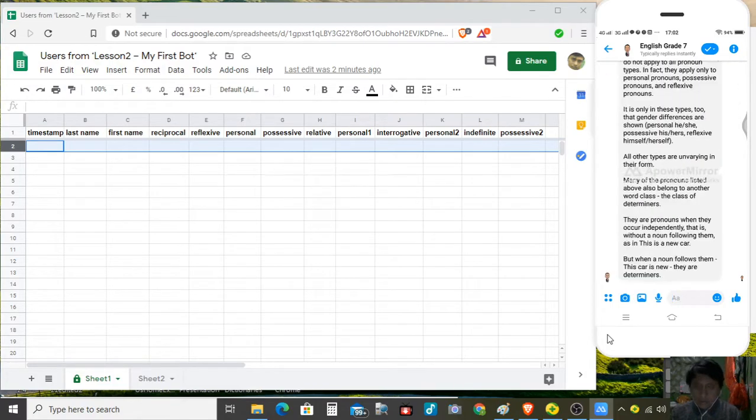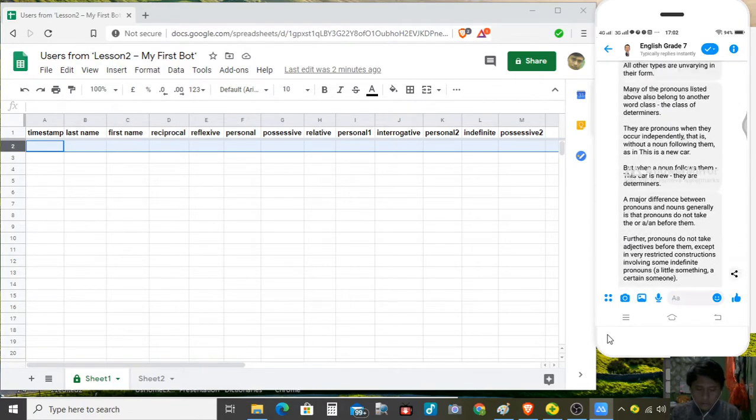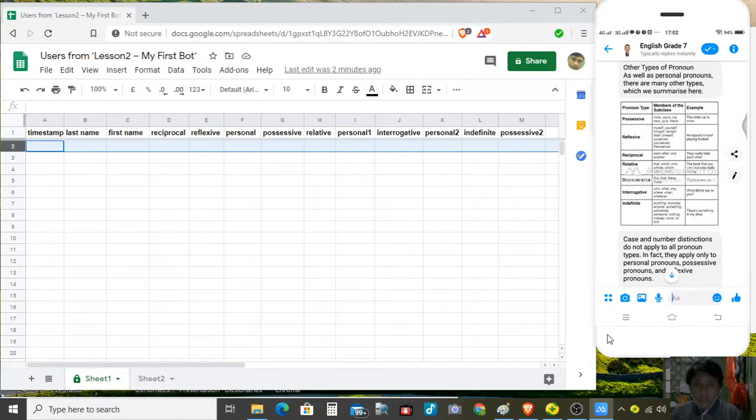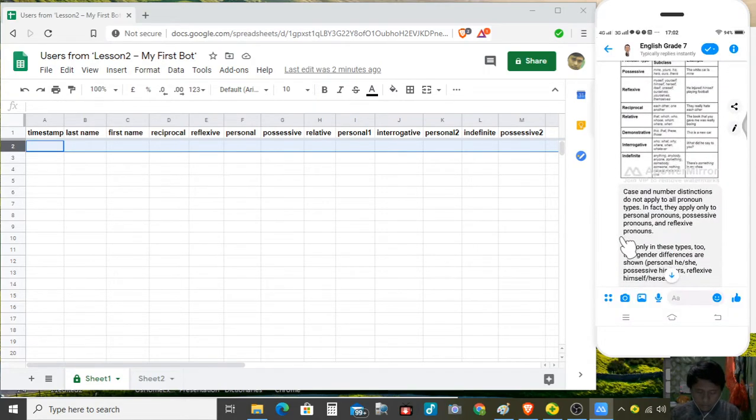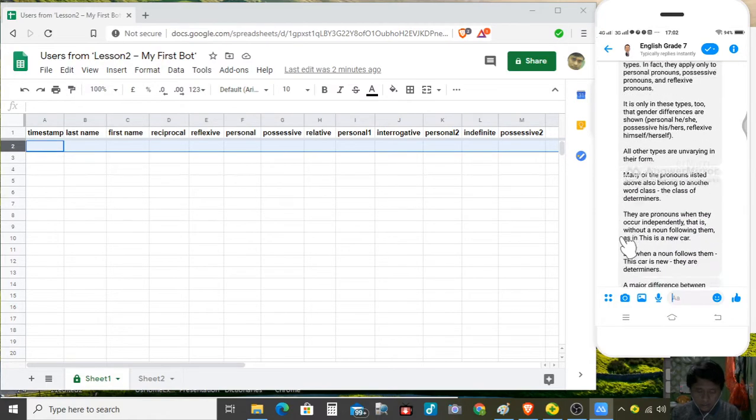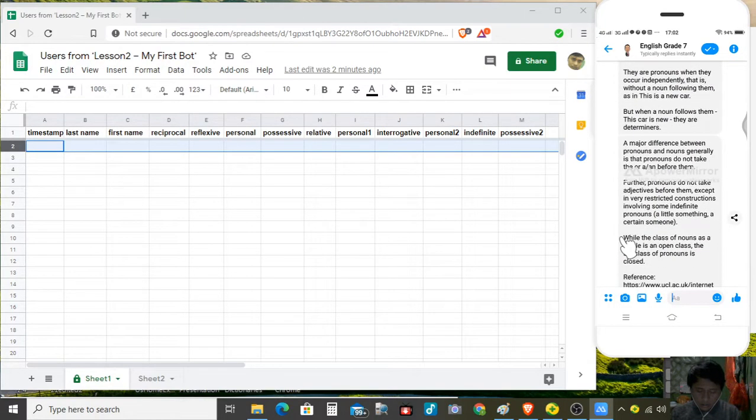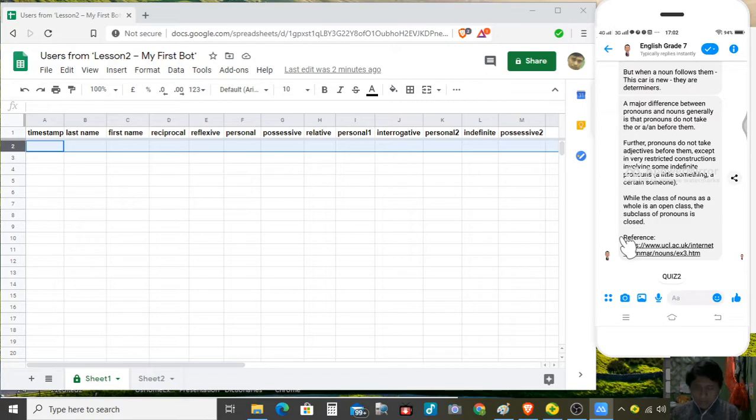Let us wait to load all the lessons. The other pronouns are possessive, reflexive, reciprocal, relative, demonstrative, imperative, and indefinite. Okay, so that's the discussion and also the explanation. Then we will take the quiz 2.